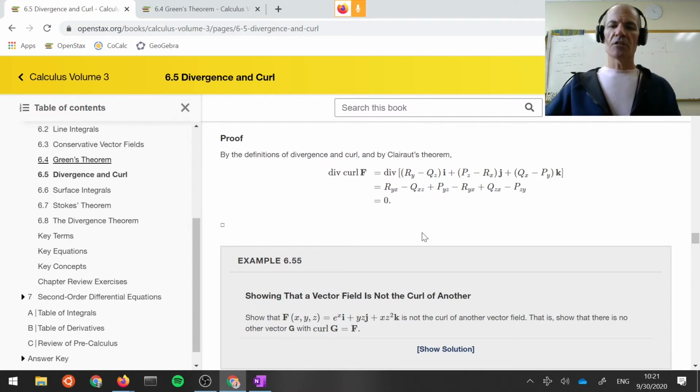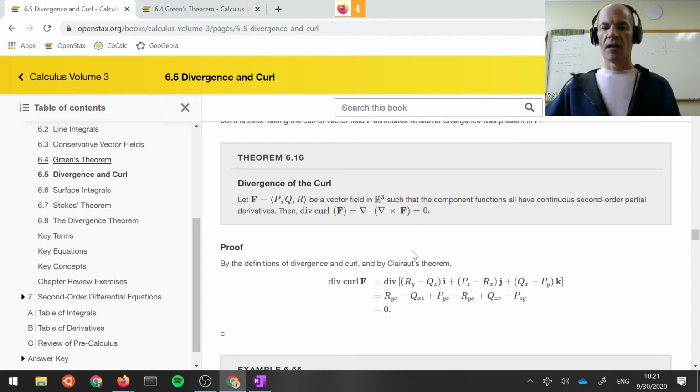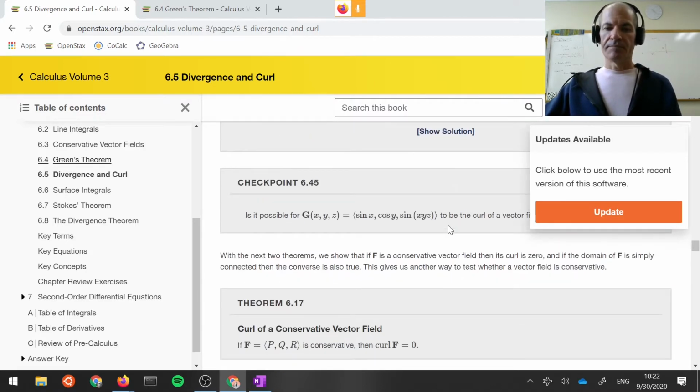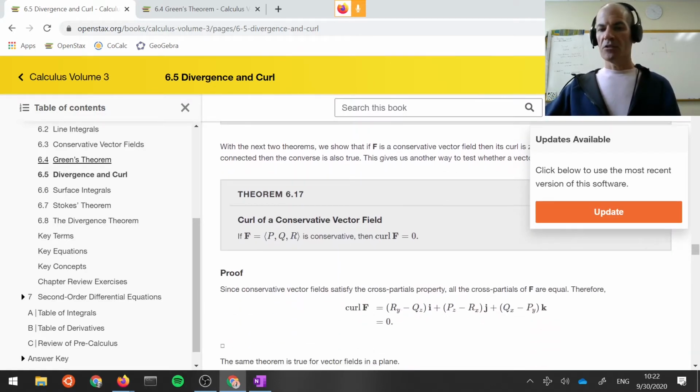They can interact with each other. You can take the divergence of a curl and the curl of a divergence. If you take the curl of a vector field and then its divergence, you get 0. What that tells me is that a vector field that's the curl of some other vector field doesn't tend to expand or contract. It is divergence free. The curl of a conservative vector field is 0.